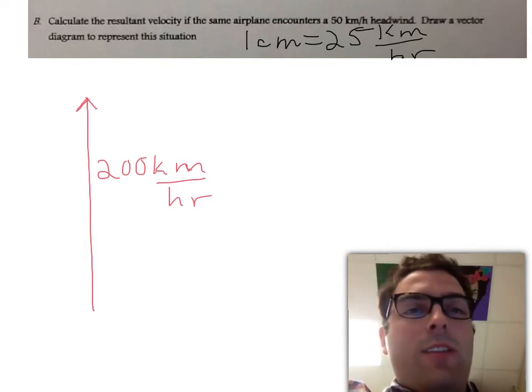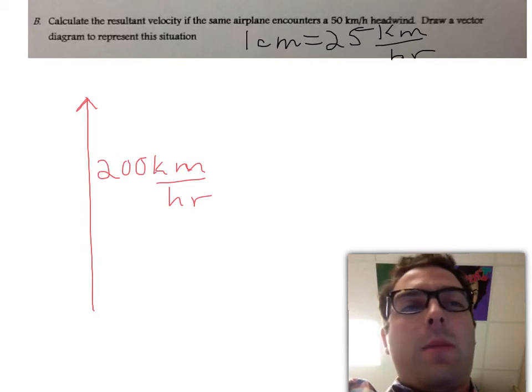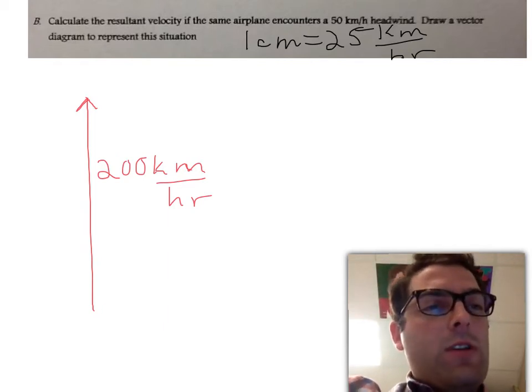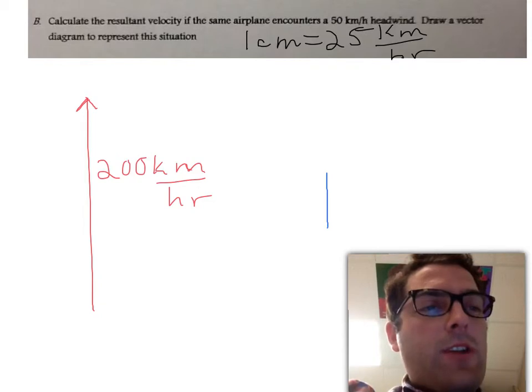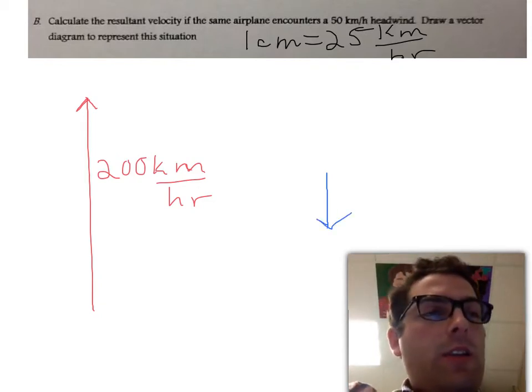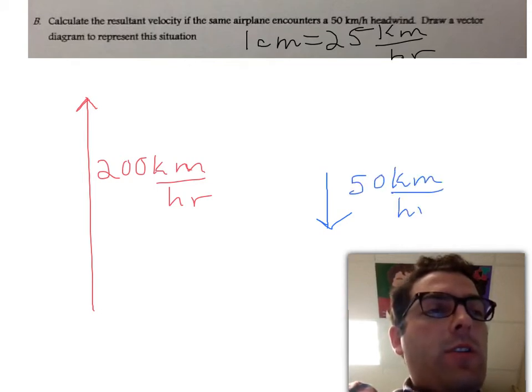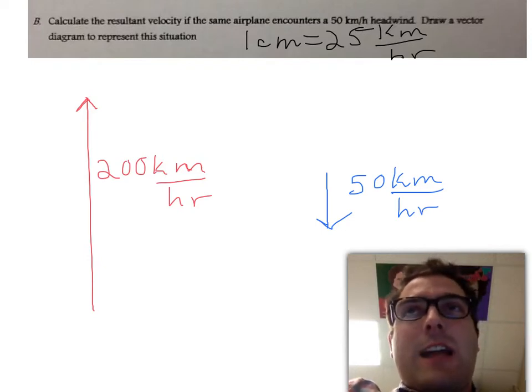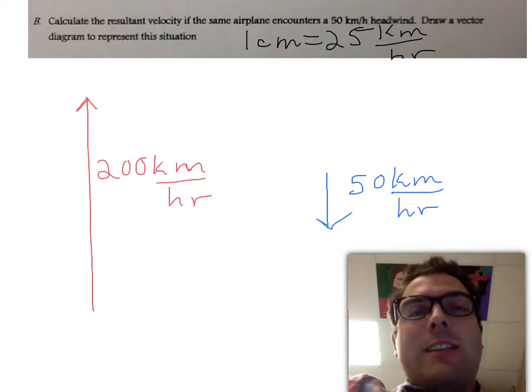I got to do the same thing. So now my wind is not a tailwind, it's now coming at me, it's a headwind. So it's still 50 kilometers per hour, but now it's headed in the opposite direction. So it's still 2 centimeters long, but it points in the opposite direction. Still label it. It is still 50 kilometers per hour. So we have those two. So you still represent them the same way, but now because they're in opposite directions, they're not going to add on top of each other. They're not going to take away from each other.